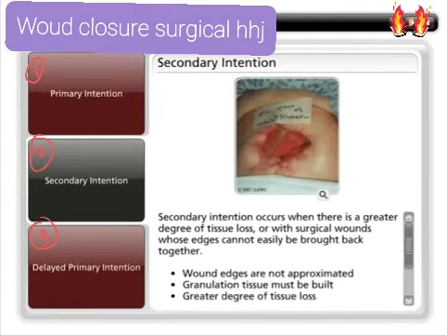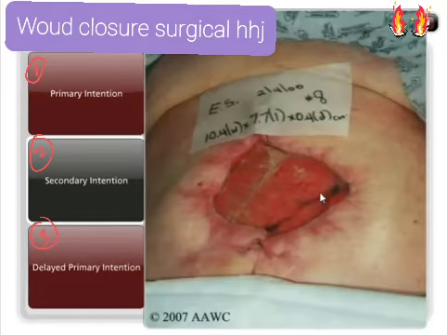Secondary intention occurs when there is a greater degree of tissue loss, or with surgical wounds whose edges cannot be easily brought back together. Wounds that heal by secondary intention have a higher risk of infection, longer healing times, and result in visible scarring. A dehisced surgical wound is an example of a wound that heals by secondary intention.